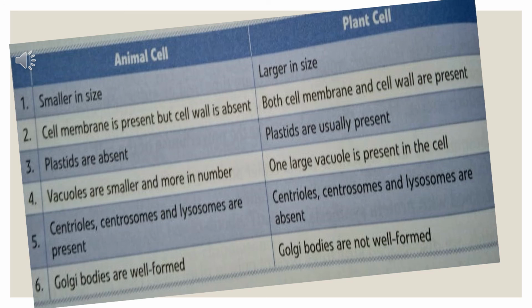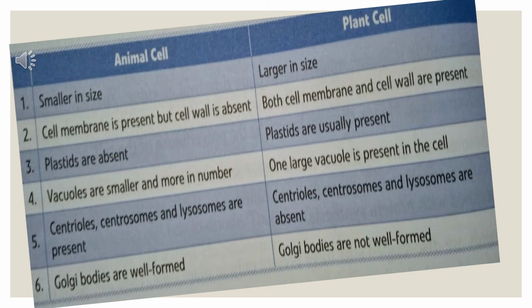What is the size of the animal cell? It will be smaller, whereas the plant cells are larger in size. In the animal cell, the cell membrane is present but the cell wall is absent, children. Whereas in the plant cell, both the cell membrane and cell wall are present. Animal cells lack plastids, so plastids are absent, whereas in the plant cell they are usually present.